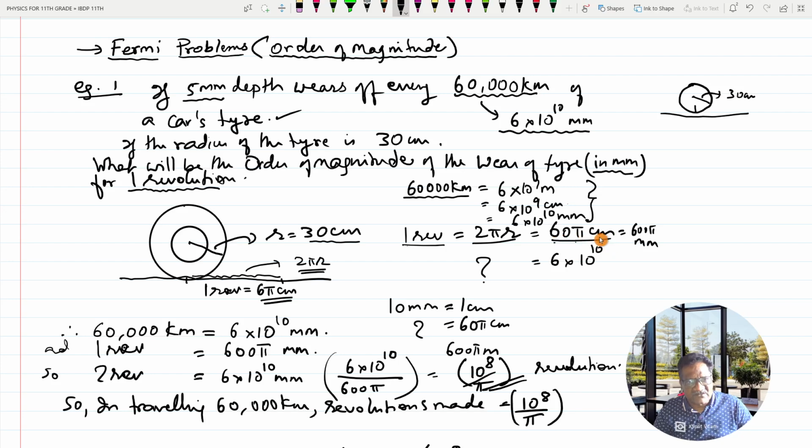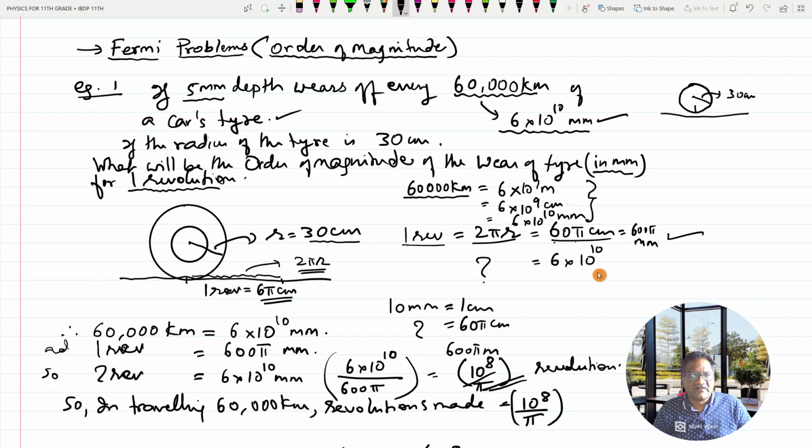But this also I will not keep in centimeter, because the distance I have converted is in millimeter. So this also I will have to convert into millimeter, right? So 60 pi centimeter, if I convert it into millimeter, is going to be 600 pi millimeter, right? So the 600 pi millimeter can be written as 6 into 10 raised to 10.